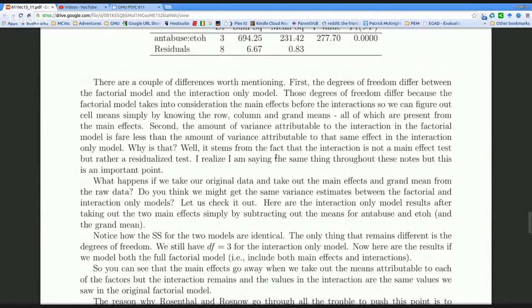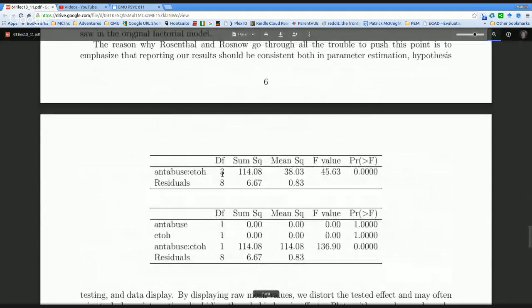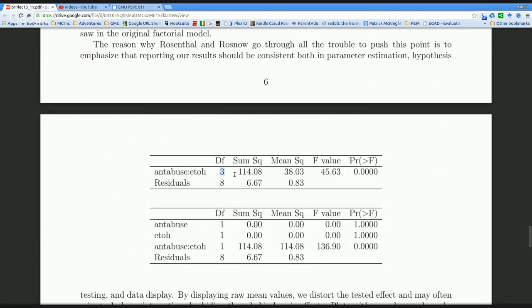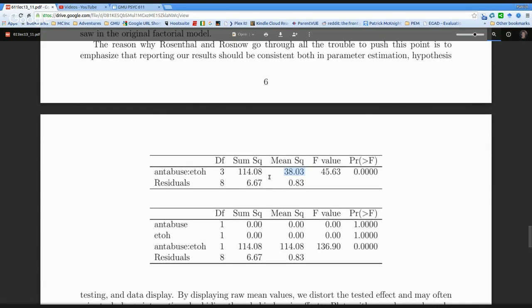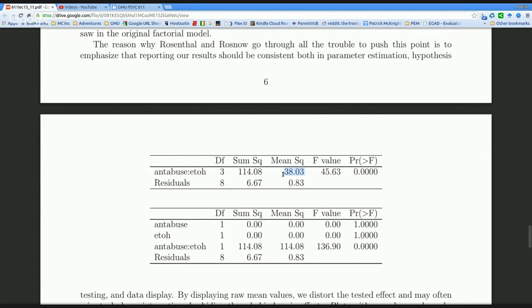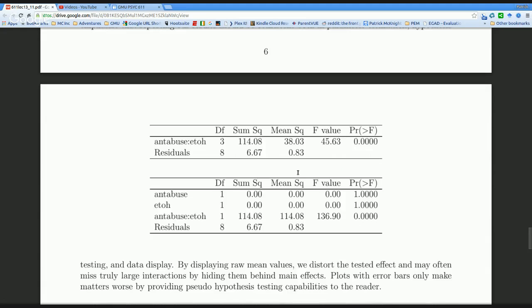But look at what happens when I test my interaction, taking out the main effects. I now have degrees of freedom of 3. So I don't have the same mean squares. I have the same sums of squares, but they're not the same mean squares. And therefore, my F test is substantially lower. Why? Because look at this mean square. Now I'm not dividing 114.08 by 1. I'm dividing it by 3. So it's almost 40 as opposed to 120-ish. Therefore, the F value still is this signal over noise, but it's substantially smaller, right?